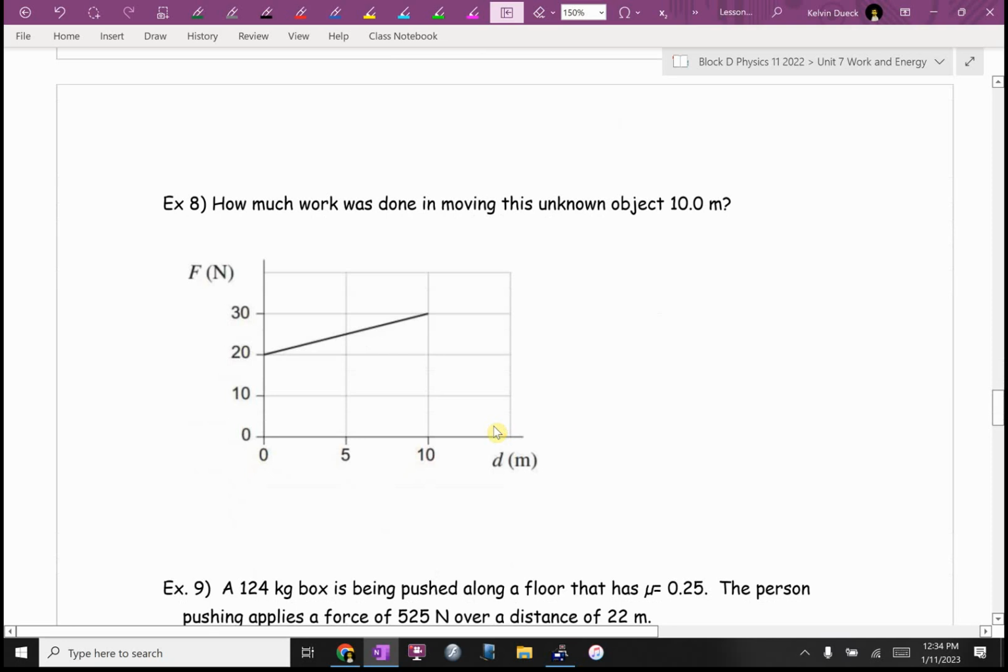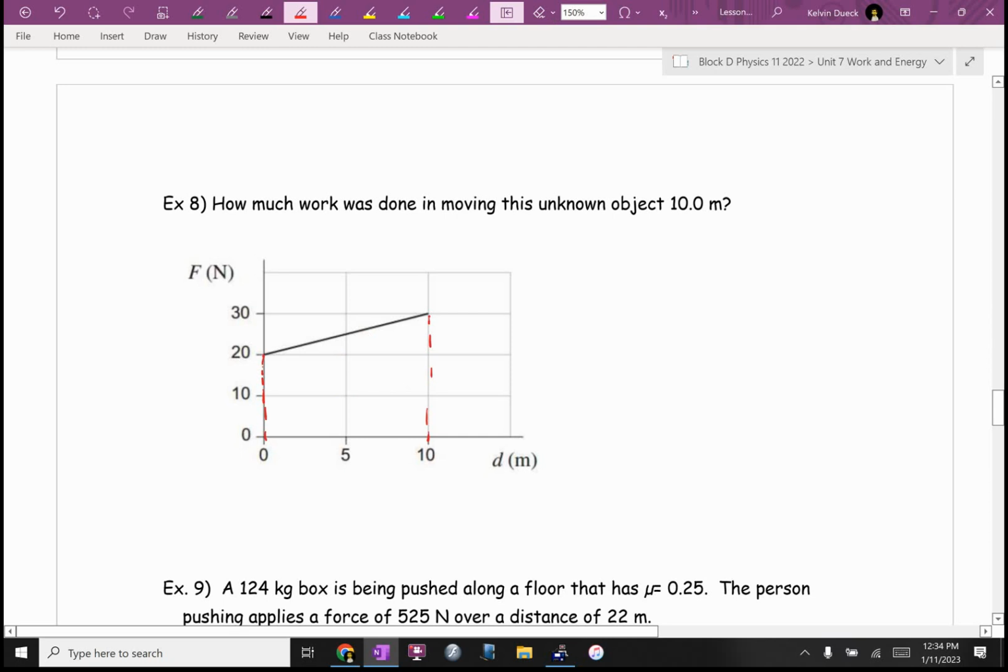Example 8. Tyler, what did they ask me to find in example 8? Work. Did they give me a graph? I'll bet you it's going to be the area. We're moving from where to where? Moving this object. How far? The question tells me. Yeah, and I guess we'll assume we start at 0. In other words, all of you can draw a little dotted line at 0 like that, a little dotted line at 10. Don't write this next bit down. It's going to be that area, except what shape is that?